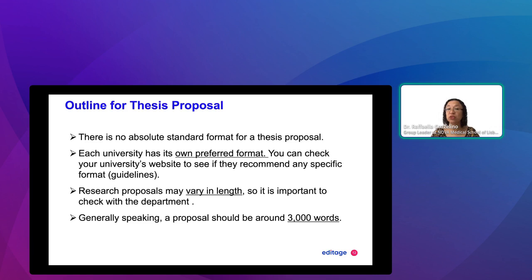You can check your university website to see if they recommend any specific format guidelines, but you can also, and especially, talk with your supervisor to know in advance which is the format, so you can start preparing and not leave everything to the last moment and then be stressed. A research proposal might also vary in length, so it is important to check with your department, and the supervisor can always help you with that. Generally speaking, a proposal should be around 3,000 words.